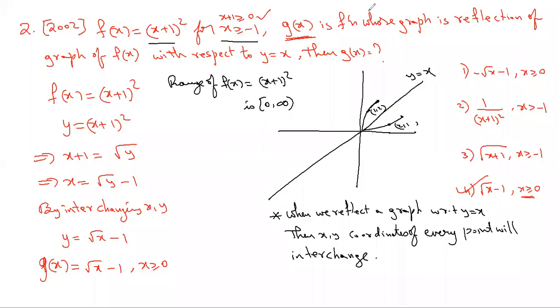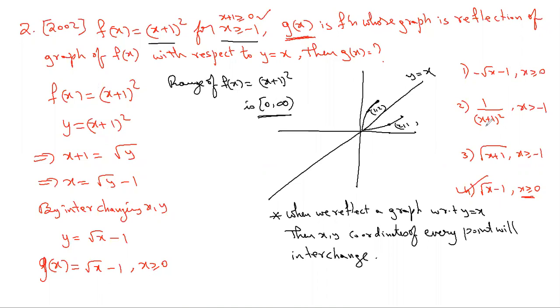See, because x and y values are interchanging, the x for f will become y for g, and y for f becomes x for g. That's why the range of f becomes the domain for g. So the range of f is 0 to infinity. Automatically the same thing will become the domain for this.